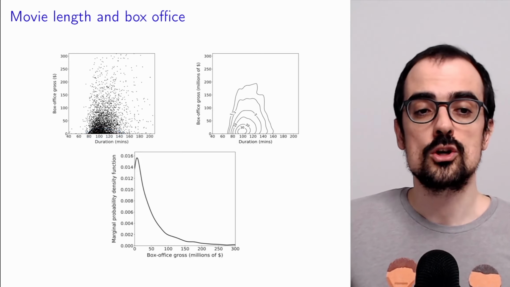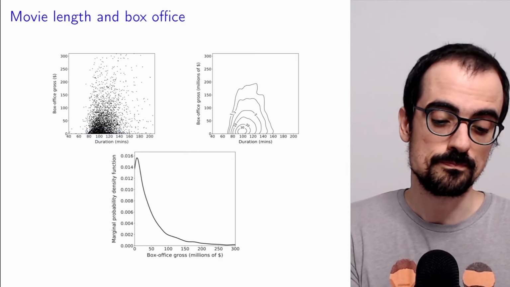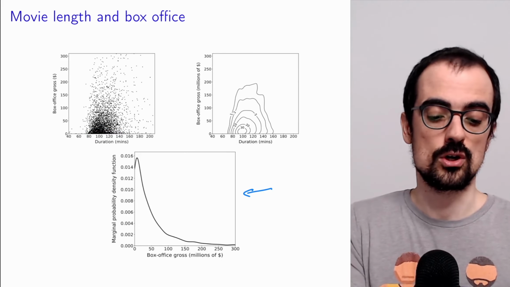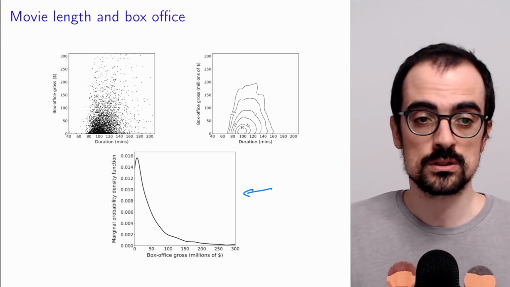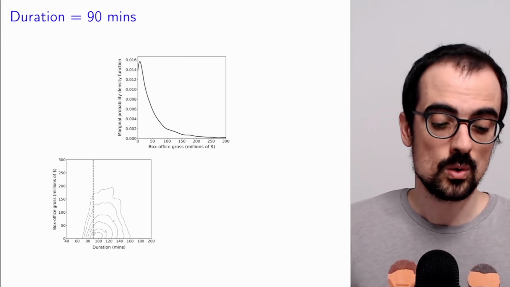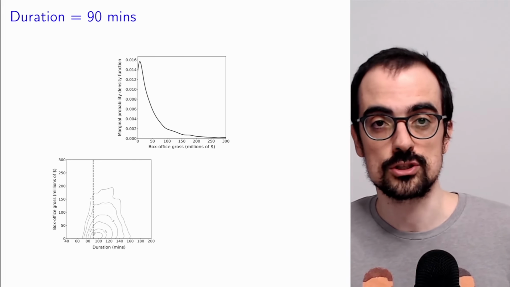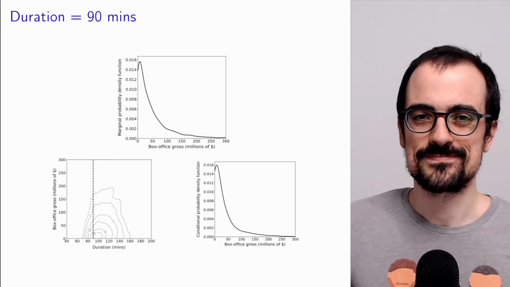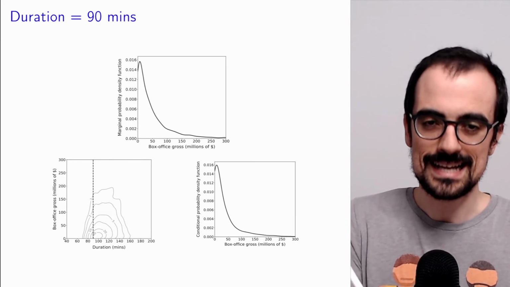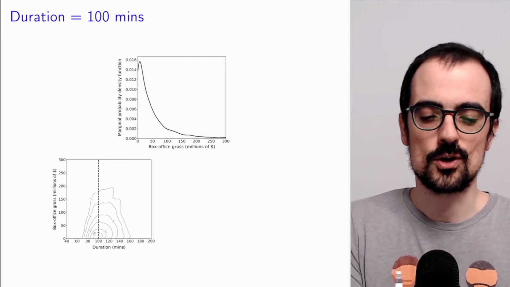So now, this is the marginal PDF of the box office gross. We're going to compare it to the conditionals. What happens when we slice, for example, at a duration of 90 minutes? How does that conditional compare to the marginal? And it's actually pretty similar. Now let's slice the PDF again at 100 minutes. How does that conditional compare to the marginal?